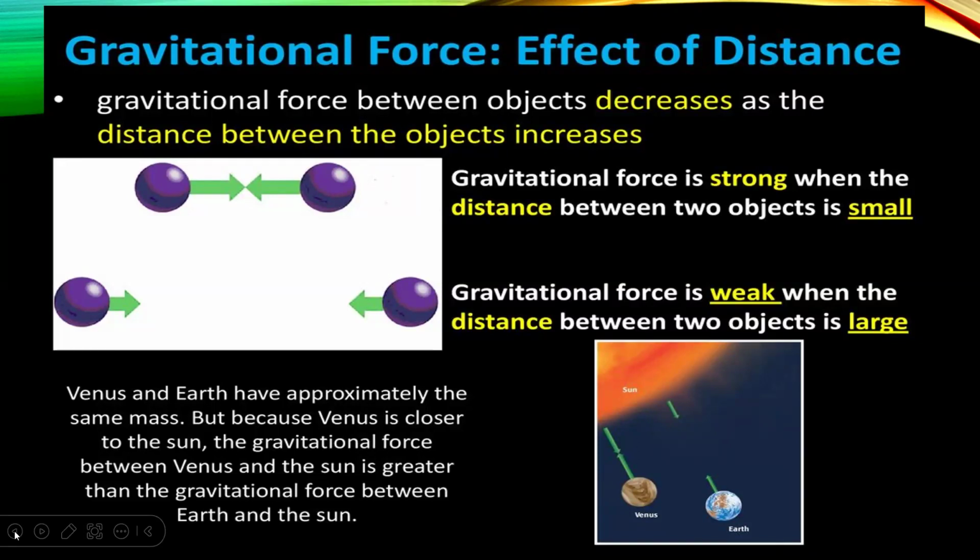Gravitational force is strong when the distance between two objects is small. And gravitational force is weak when the distance between two objects is large. So those who didn't copy this yet, please copy in your notebook. You can pause the video.